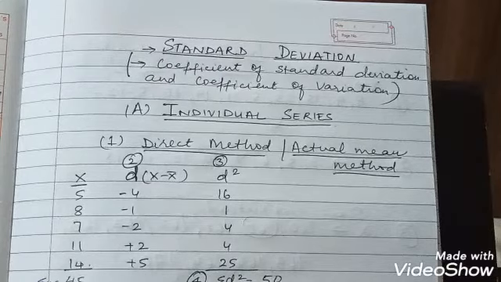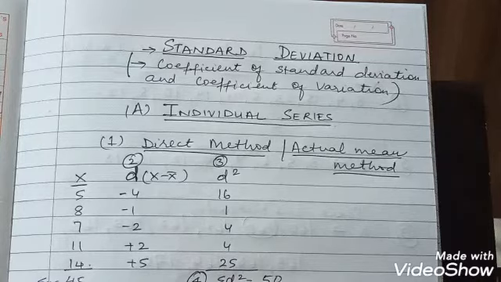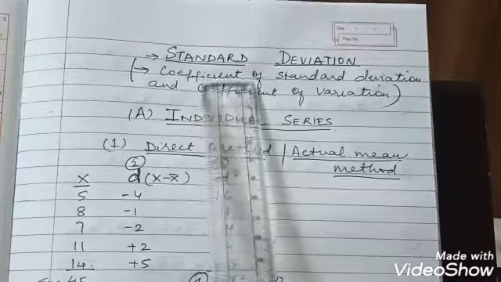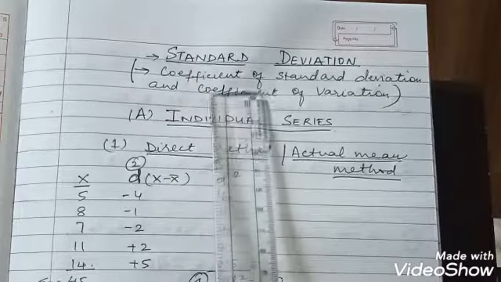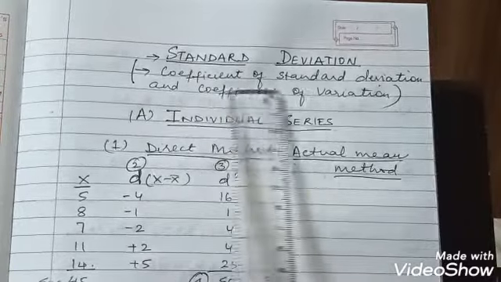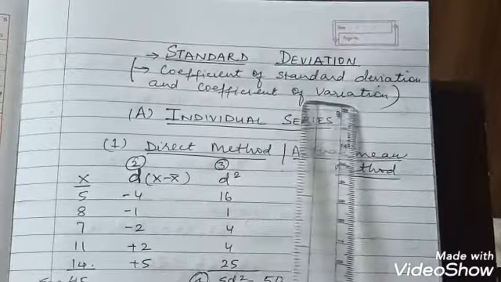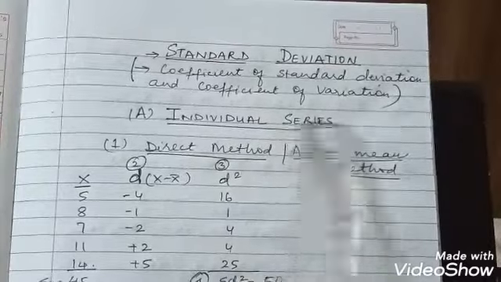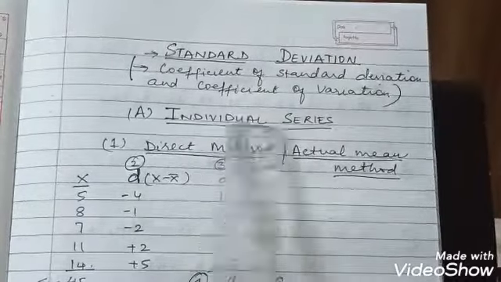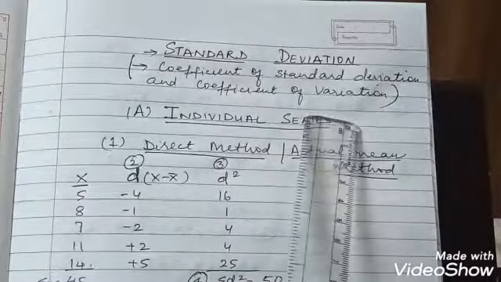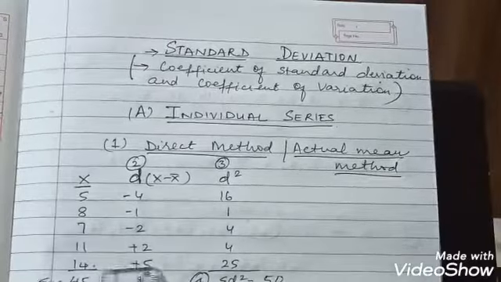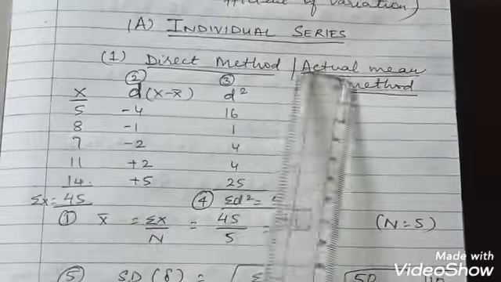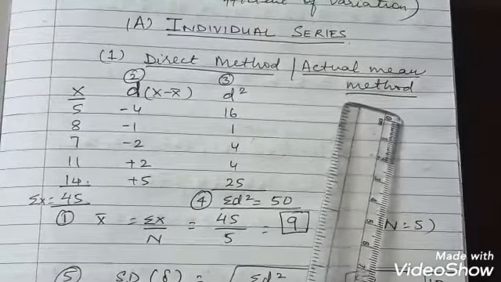So, moving on with the syllabus, children, today we're going to be doing standard deviation. While calculating standard deviation, we're also going to calculate two more components, that is coefficient of standard deviation and coefficient of variation. As you know, there are three series, and in each series there are three methods of estimating standard deviation. The first method that we're going to learn is the direct method. This is also known as the actual mean method.